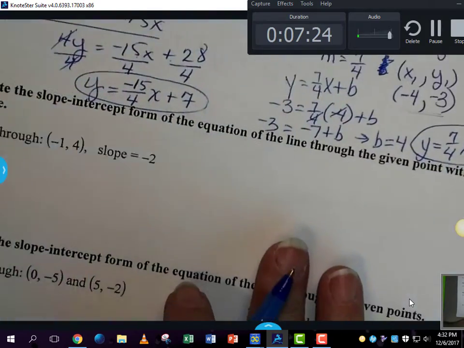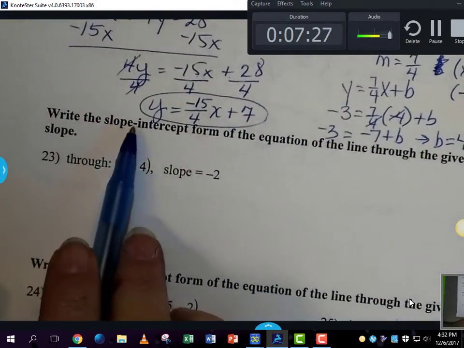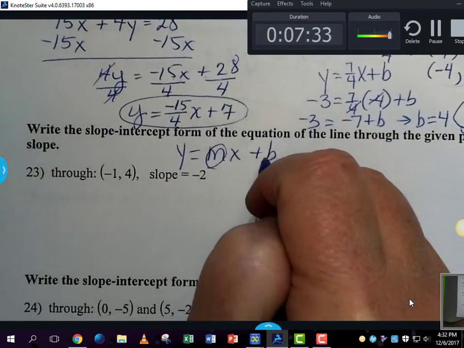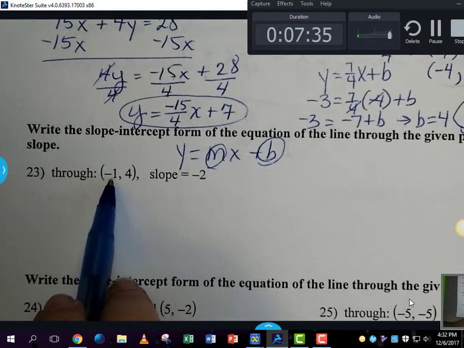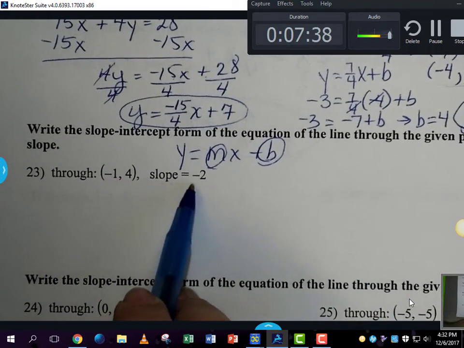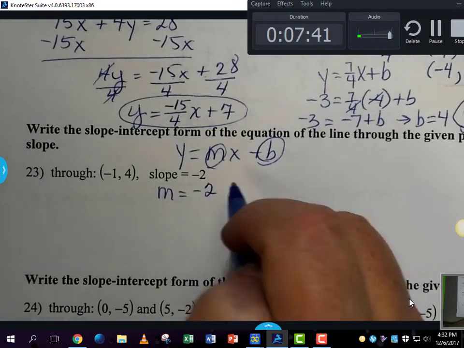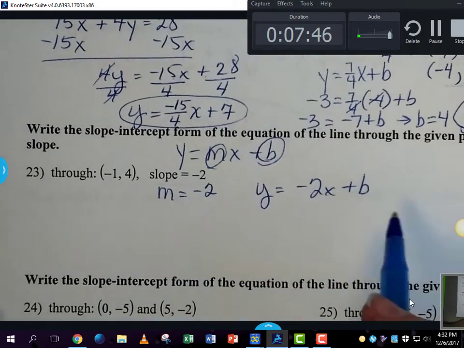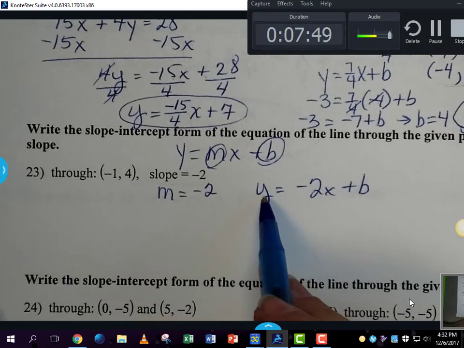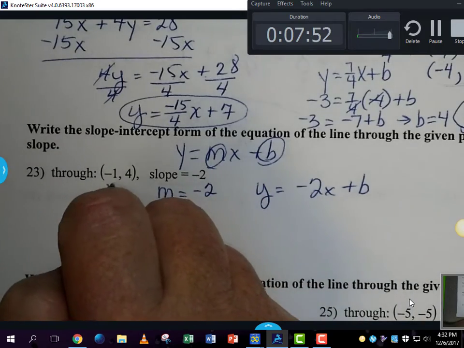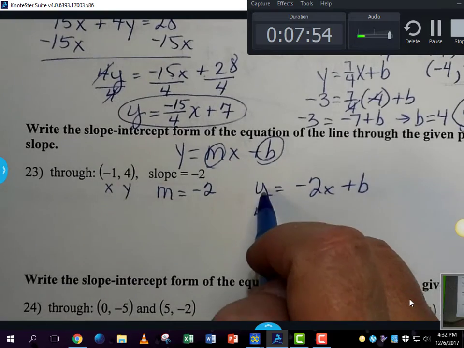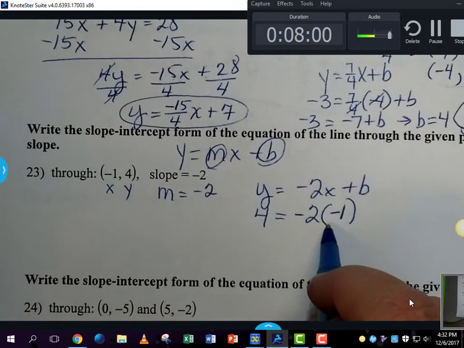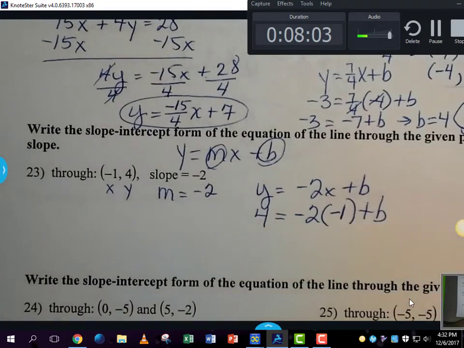All right. Number 23. Write the slope-intercept form. So again, that's y equals mx plus b. I need m and I need b. Through -1, 4, and it's already telling us the slope. The slope is -2, so that gives me y equals -2x plus b. And now I need to solve for b, so I need to have numbers for x and y, and I can get them right here. So y is equal to 4 when x is equal to -1. So -2 times -1 plus b is going to be equal to 4.